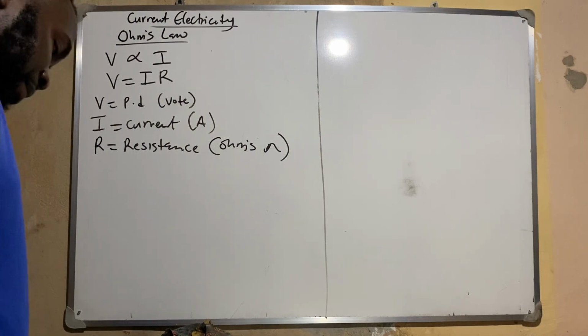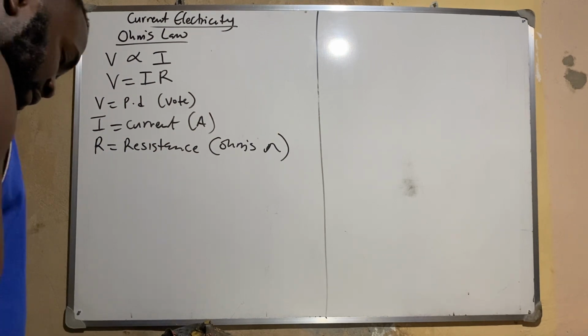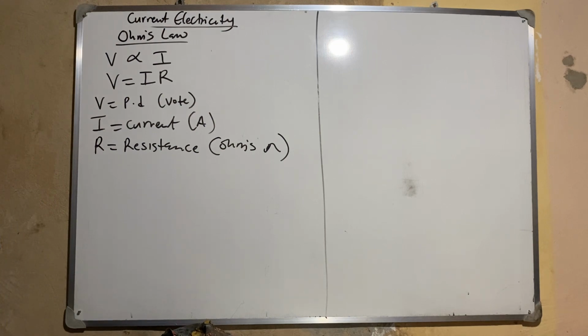Note, materials that obey Ohm's law are generally called ohmic conductors. Examples include metallic conductors or wire. In contrast, materials that do not obey Ohm's law are called non-ohmic conductors. Examples include diodes, electrolytes, and transistors, etc.